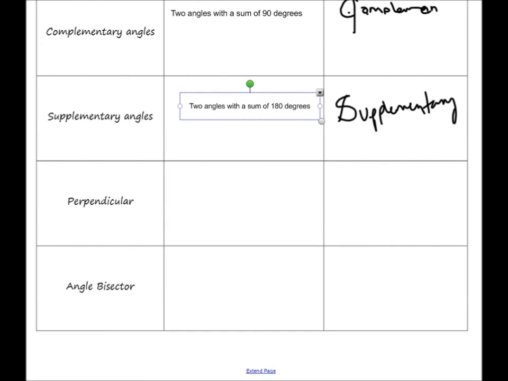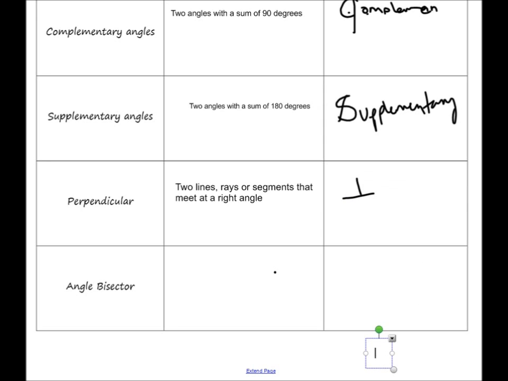And then we had perpendicular symbols. We got the upside down T for perpendicular. And then finally we have our angle bisector. And I just wanted to have this on the same page. I know we did angle bisector last time, but your angle bisector is going to be a ray that bisects an angle or splits it into two congruent parts.